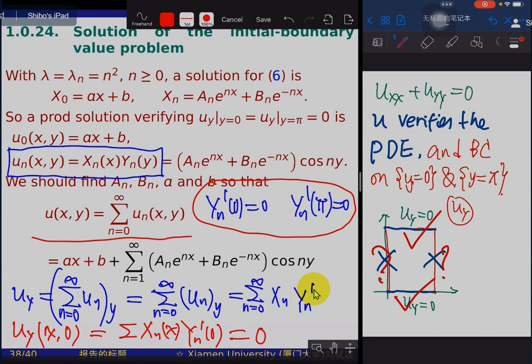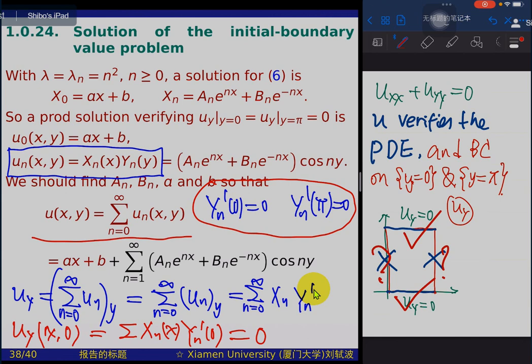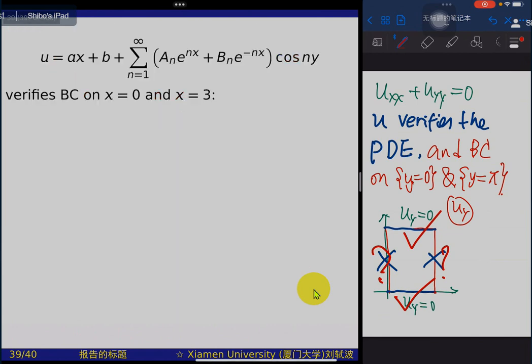So to make sure that this u also satisfies the boundary condition at the left part or right part of the boundary, we need to choose the coefficients small a, small b, and the capital A_n, capital B_n suitably. Okay, how to do this? The idea is the same, based on Fourier series or Fourier expansion. To continue our discussion, I will copy this expression for u to the next page. So u is ax plus b plus the sum of this.